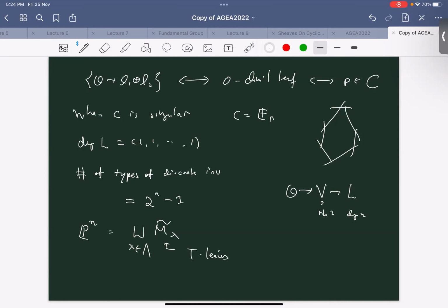So in this case, you see that using this vector bundle, how do we get this number? This is really related to the classification of rank 2 bundles on En. Okay. Okay. So I think I will stop here.